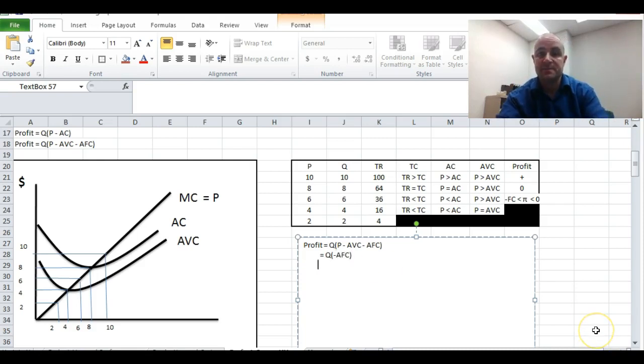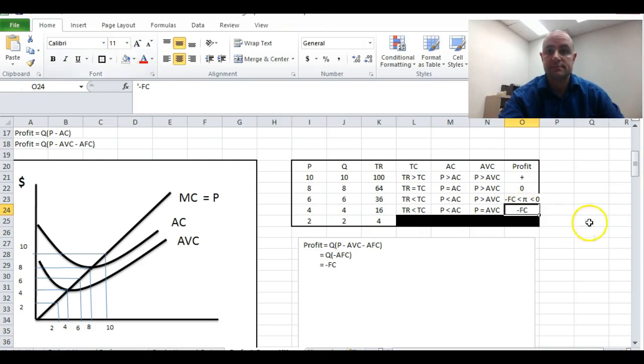And again, any total is the average times the quantity. So the quantity times average minus average fixed cost, your profit at this point is going to be minus your fixed cost.